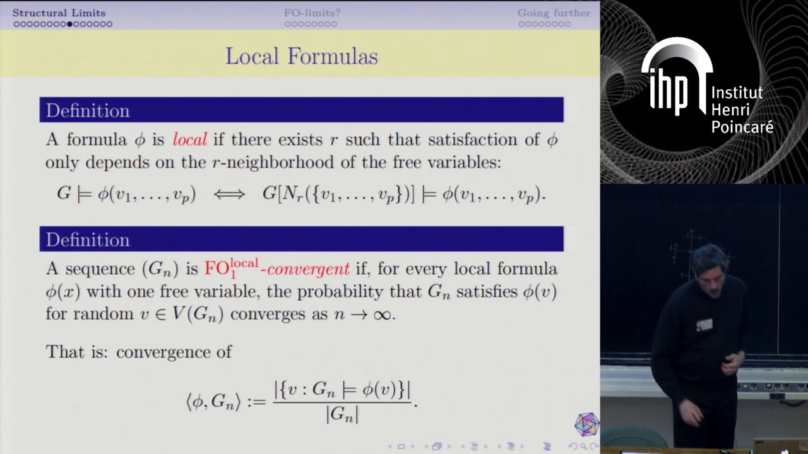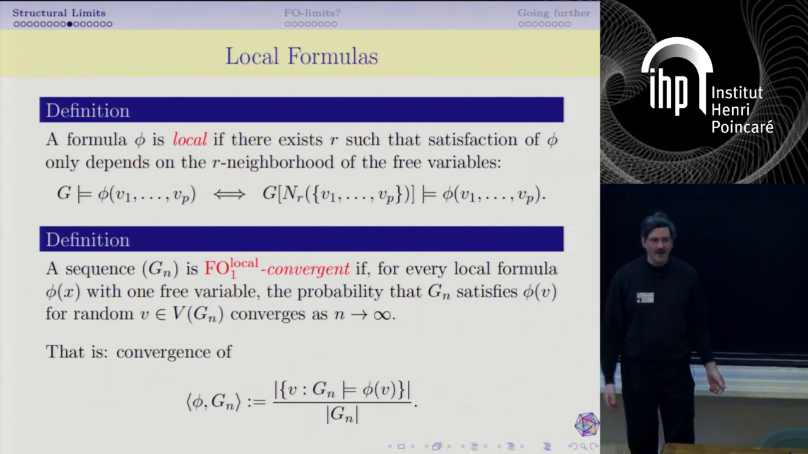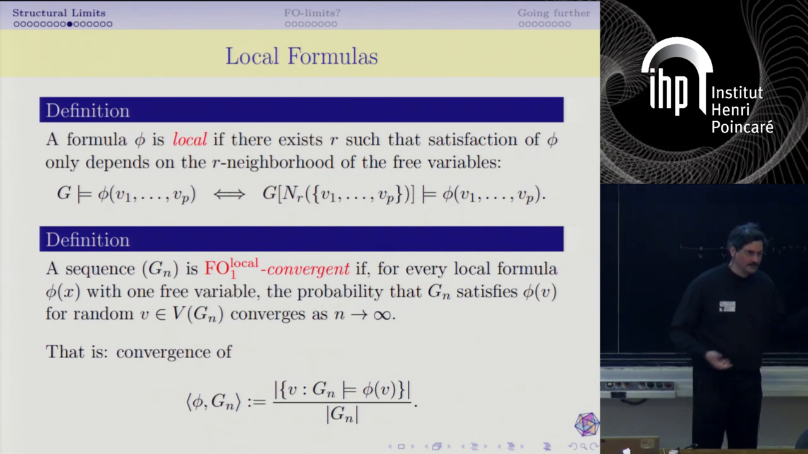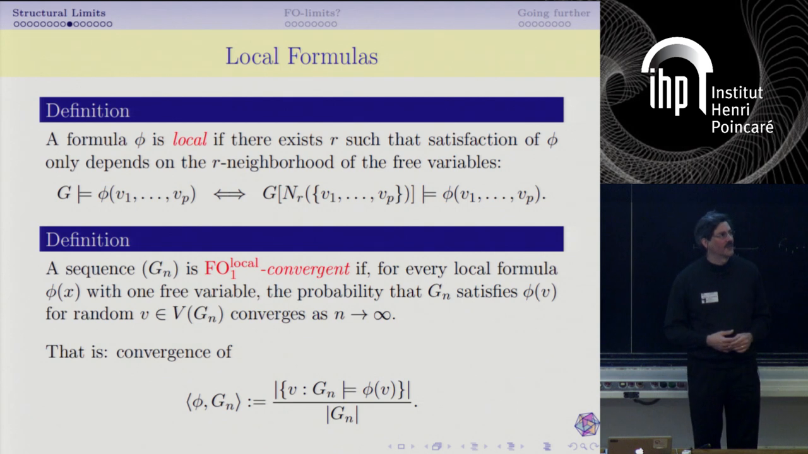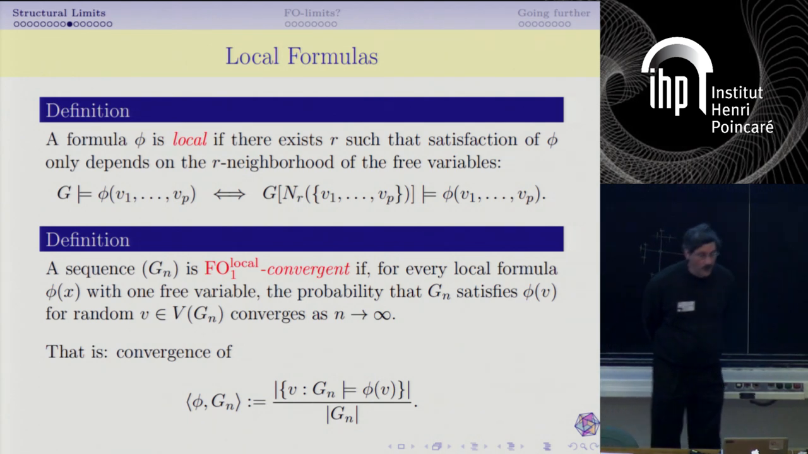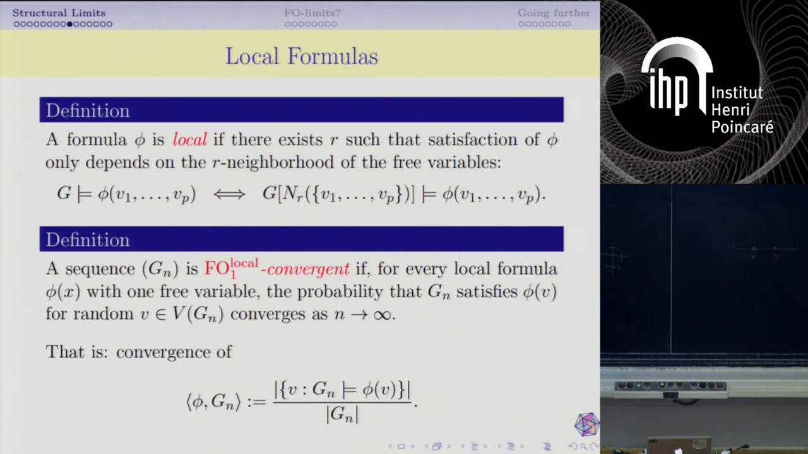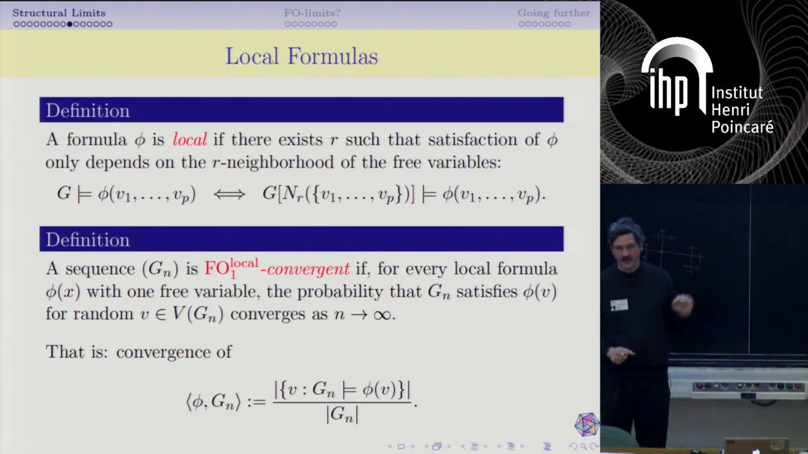And so we shall say that a sequence is FO1 local convergent. So the one stands for one free variable, and local, because we consider only local formulas, that is, formulas whose satisfaction only depends on a fixed neighborhood of the free variables. And we say that the sequence will be FO1 local convergent if the probability that the graph Gn satisfies this formula at a random vertex V, where V is sampled uniformly in the graph, this probability of satisfaction should converge as n goes to infinity, whatever first order local formula with one free variable I chose.